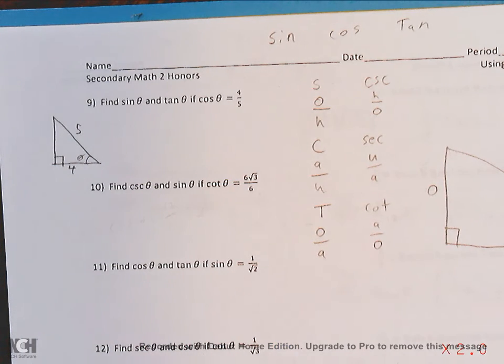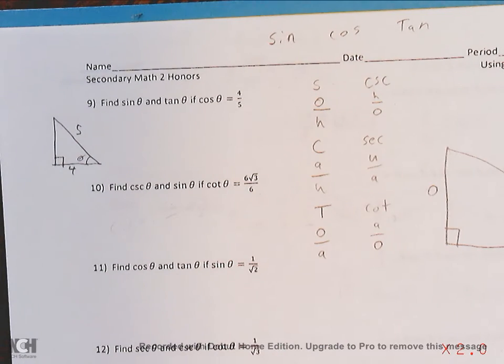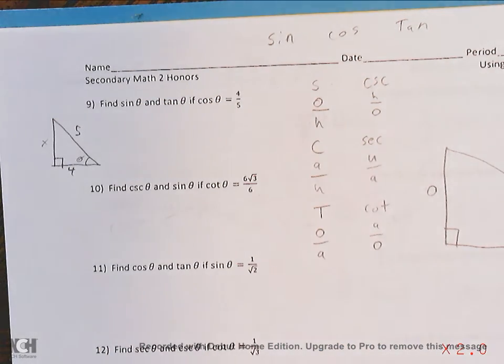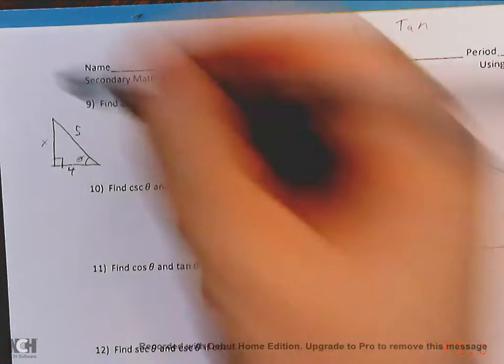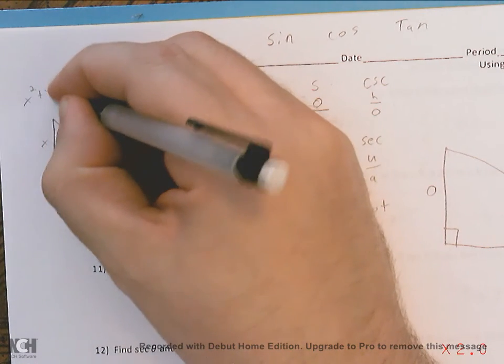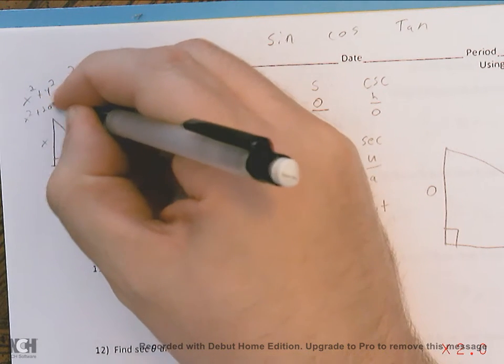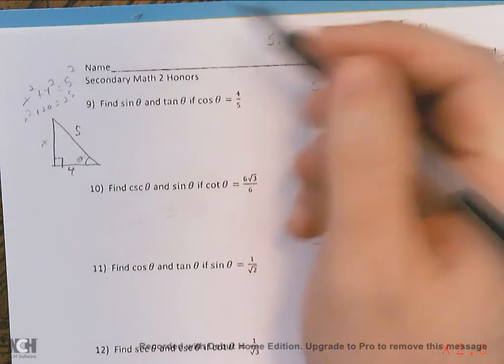Now, it wants me to find the sine and tangent. The one problem I have is that in order to find the sine and the tangent, I need to know all three sides. I don't know the opposite side, but I do know the Pythagorean theorem, right? I can use the Pythagorean theorem to figure out the opposite side. We'll call it x for now. Okay? If I want to figure that out, then I just do x squared plus 4 squared equals 5 squared. That gives me x squared plus 20 equals 25.